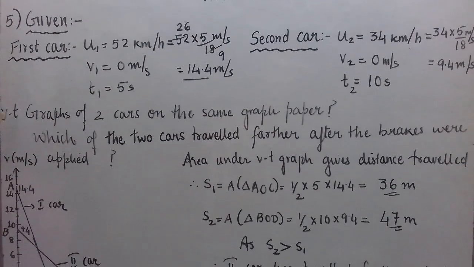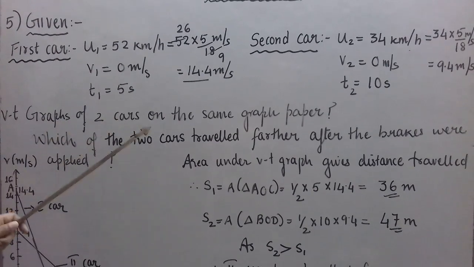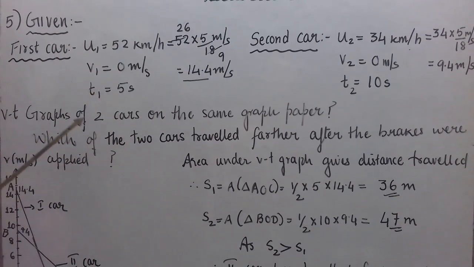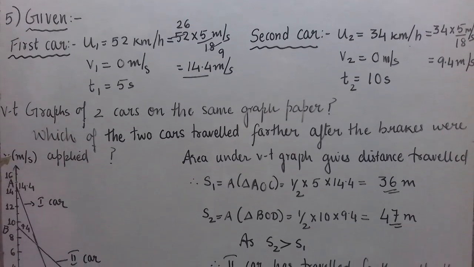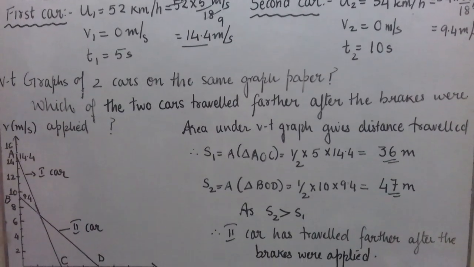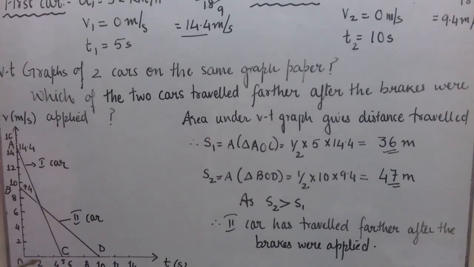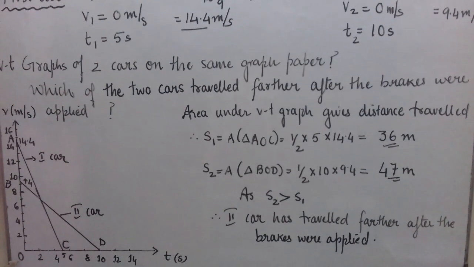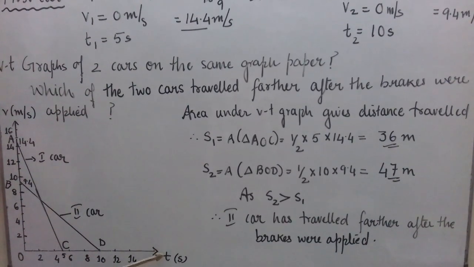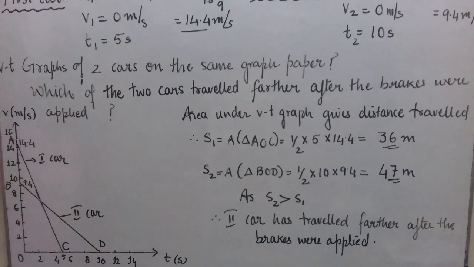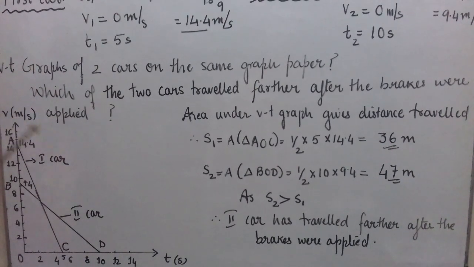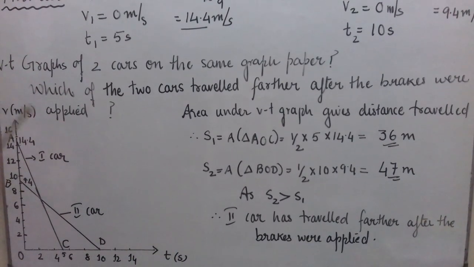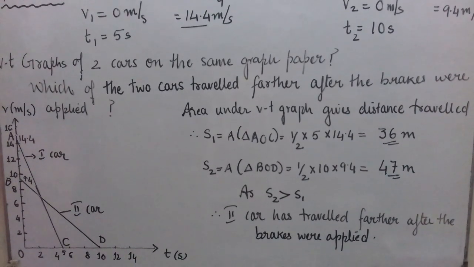Now let us draw the VT graphs of two cars on the same graph paper as asked. To draw the graph, I have drawn one vertical line and one horizontal line on the graph paper. Let their point of intersection be O, whose coordinates are 0, 0. Label the axis VT graph. So this is time, this is V. Units we have chosen for V in the bracket meter per second and for time seconds. So the basic thing first is two axes, label the axis and name the origin.